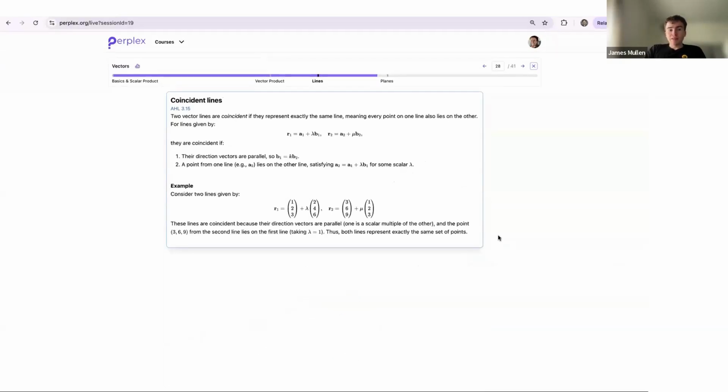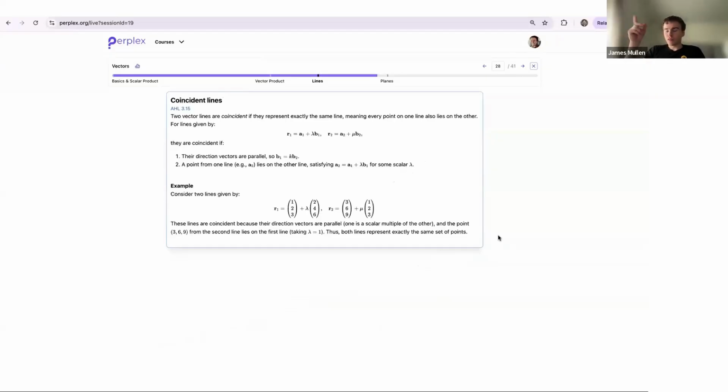Now, another case of the intersection of two lines is coincident lines, which means they represent exactly the same line. So every point on one line also lies on the other. Now, for lines given by r1 is equal to a1 plus lambda b1 and r2 is equal to a2 plus mu b2, the lines are coincident if the direction vectors are parallel.